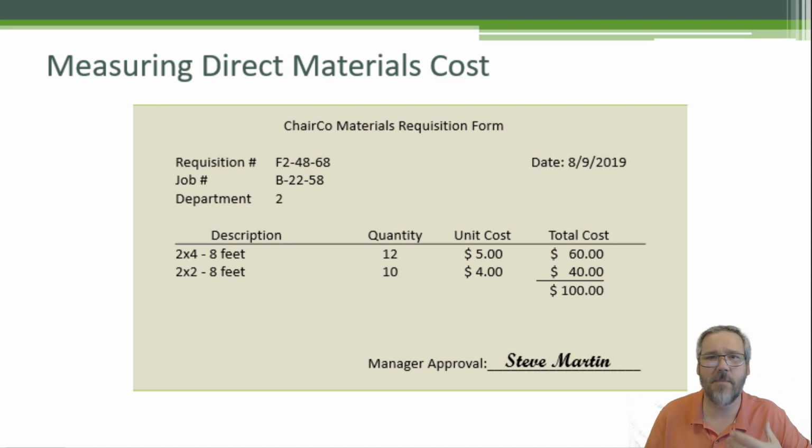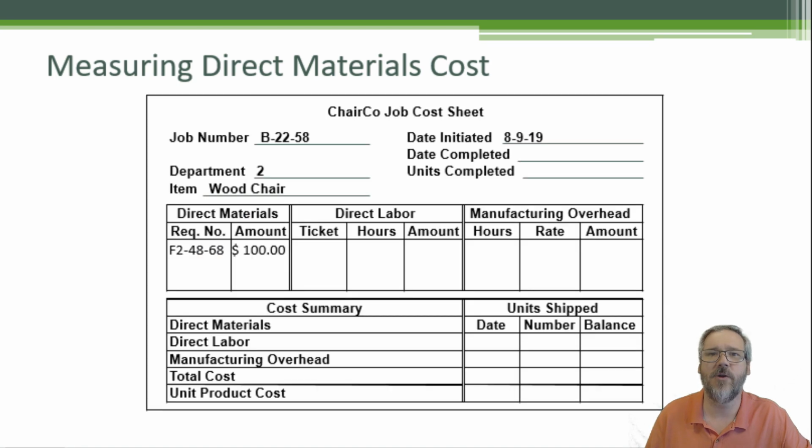We'll then take these numbers and these reference numbers and we'll apply it to our job cost sheet. We can now see that this job number, B-22-58, has asked for $100 worth of direct materials, and we can refer to requisition number F2-48-68 to see exactly what was ordered and, importantly, by who. If there's ever a question as to why we're building these 4 wooden chairs, we can always go say, hey, Steve Martin, why did you authorize the use of this wood to build these chairs? Hopefully he'll have a good excuse, right?